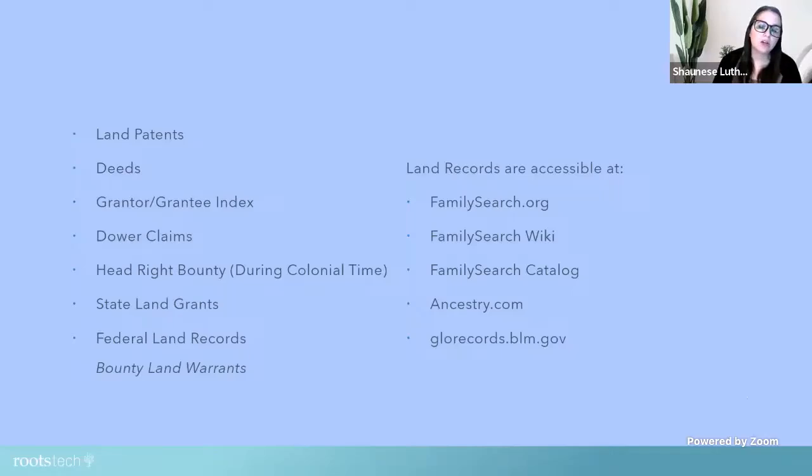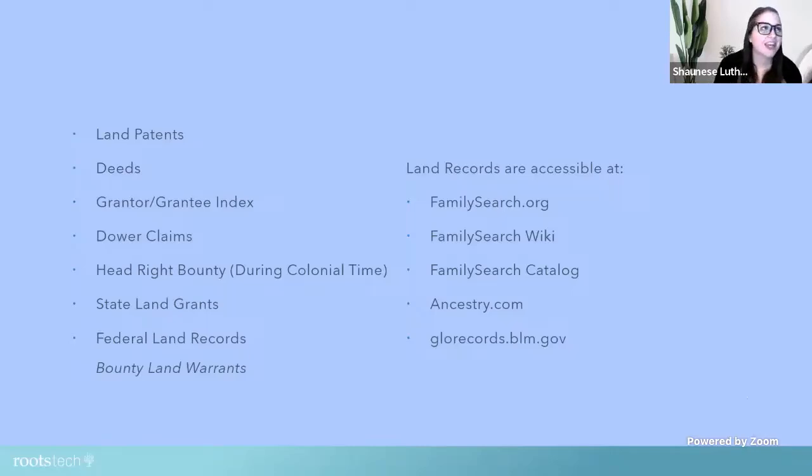So you can access these records at familysearch.org, Family Search Wiki, Family Search Catalog, Ancestry.com, and glorecords.blm.gov. I just forgot what it was called. It's not Metes and Bounds. It's the other one where you have the townships. My mind went blank there. So I apologize, but I do talk about it here in the next 3 slides.